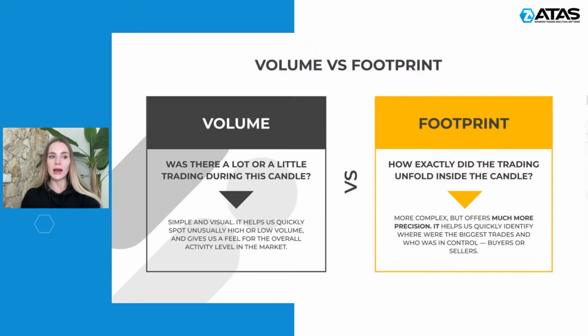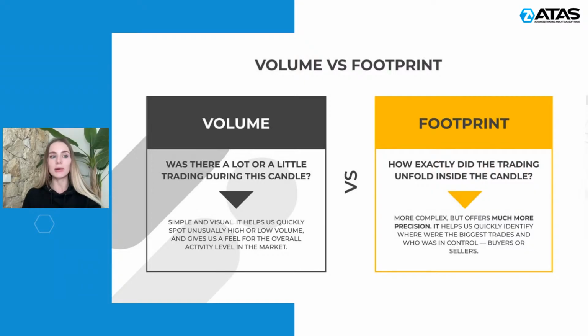So for example, you might see that out of 1,000 contracts traded on a 5-minute candle, which volume shows you, most of them were, let's say, aggressive sells. And they were all clustered around a very narrow price zone. The vertical volume wouldn't show you this detail. It would simply say 1,000 contracts were traded in this candle, period. That's it.